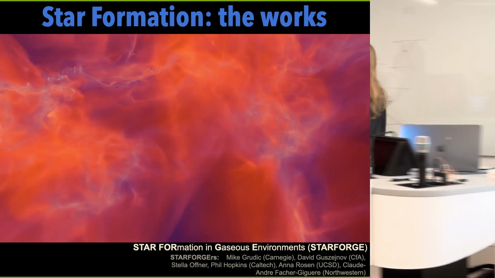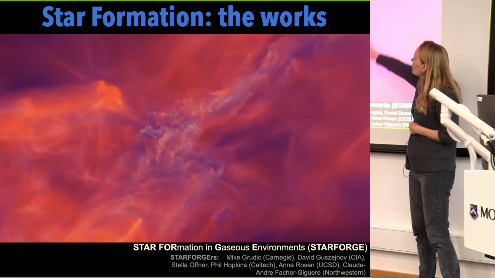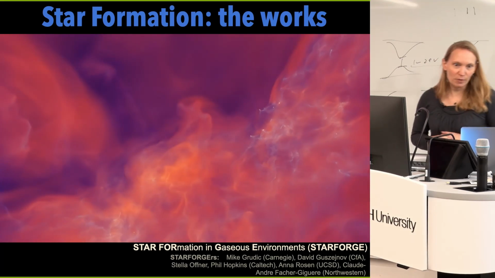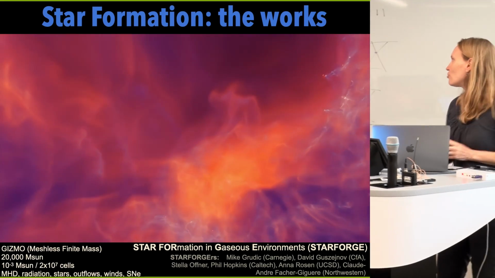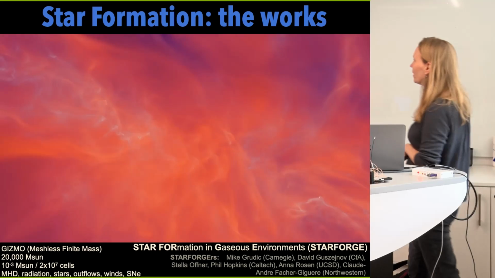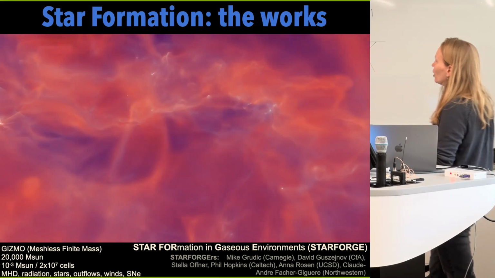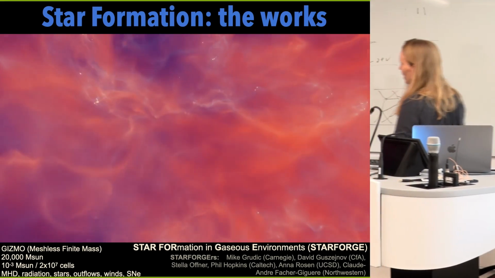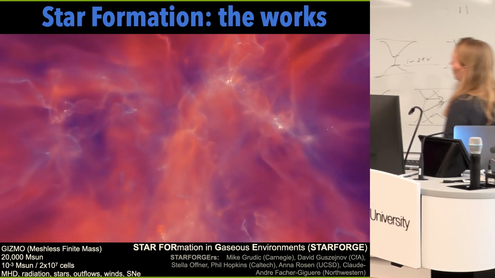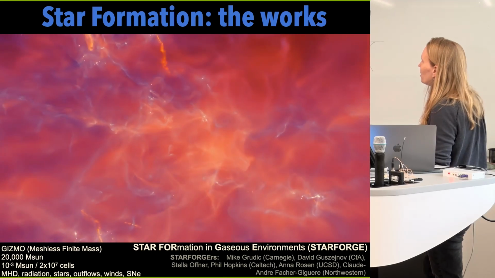You can see collapse is beginning. Here's where a young protostar is. You see this filamentary behavior. You see very strong clustering over here. So you'll also see when the feedback turns on. This calculation includes magnetic fields, radiation, stars, outflows, winds, and supernovae at the very end. This whole thing is about 20,000 solar masses, so maybe not quite a giant molecular cloud. And it spans maybe about 5 orders of magnitude in dynamic range with 2 × 10⁷ cells. So you can see outflows happening.